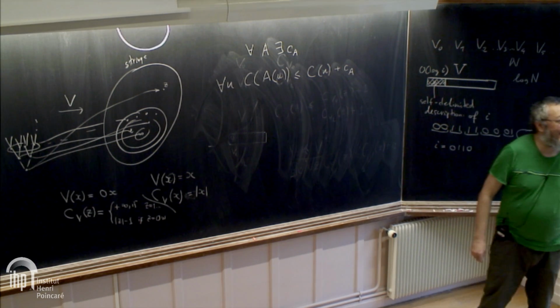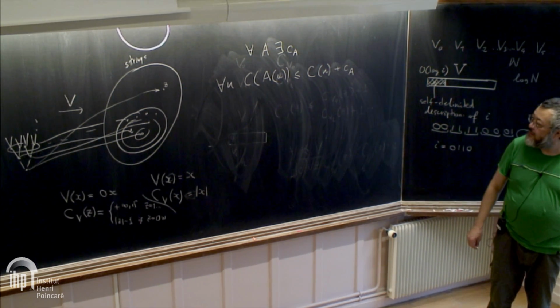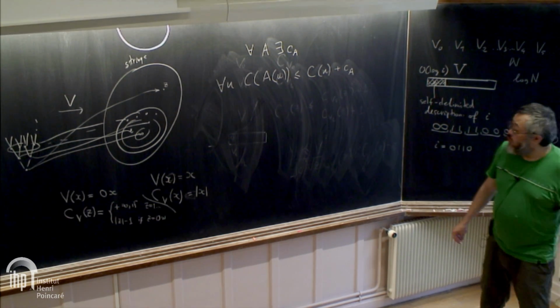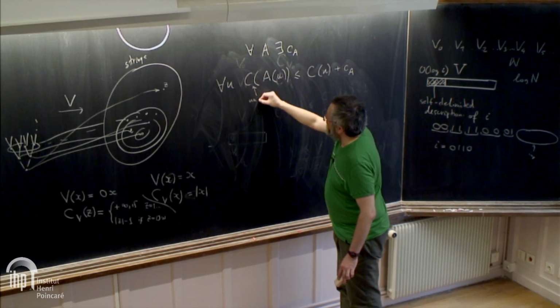Is that for a different C than the one? Because if you use C_V for that, and A is an algorithm that just puts a 0 in front of U, then you get something infinitely smaller than something finite. Does it make sense? No, this is universal.